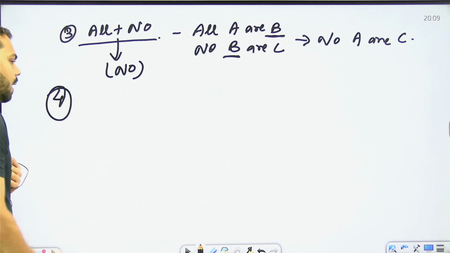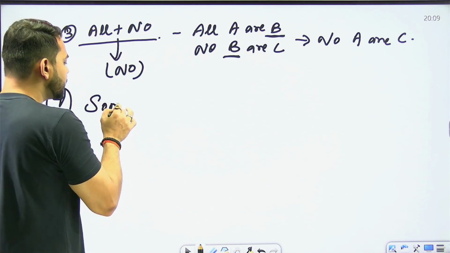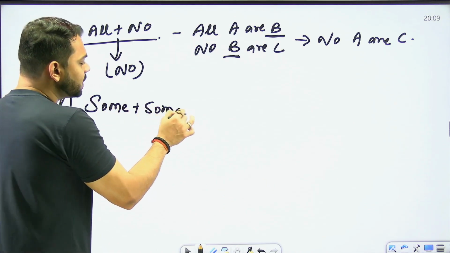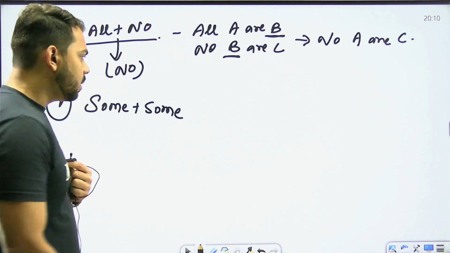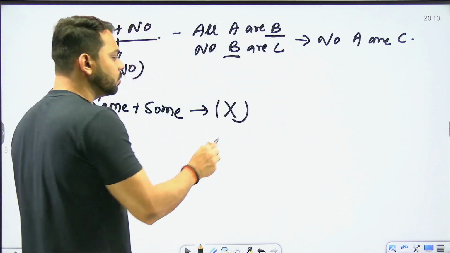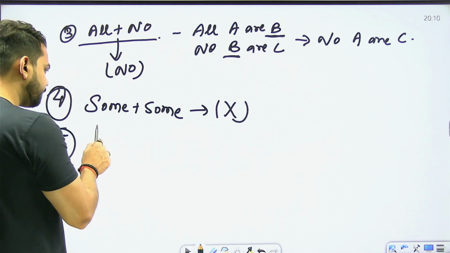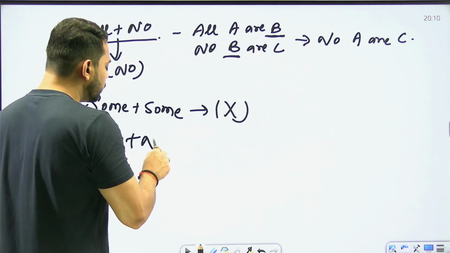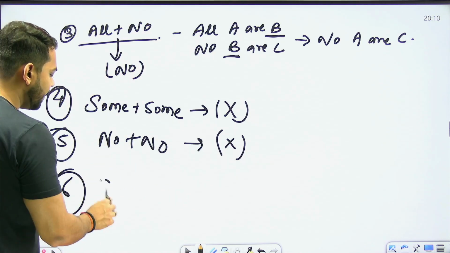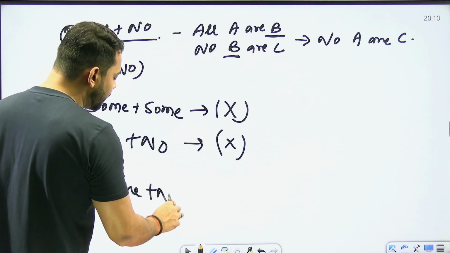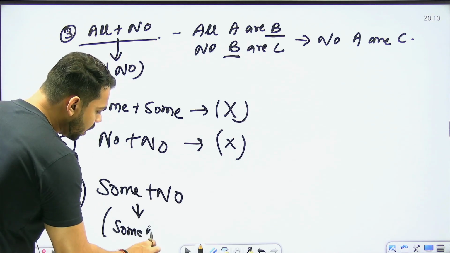Four. If the statements are given in the format of some plus some, that is, both statements are in the format of some, there will not be any conclusion. If the statements are given in the pair of no plus no, there will not be any conclusion. If the statements are given in the pair of some plus no, it will give you a conclusion of some not type of statement.